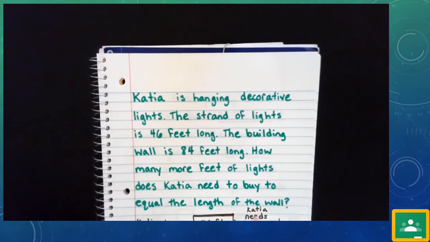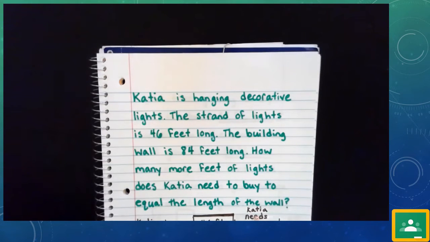Okay, so let's take this information and try to understand it. So there's a person named Katya, and it sounds like she's decorating. And she's using lights, like a string of lights.